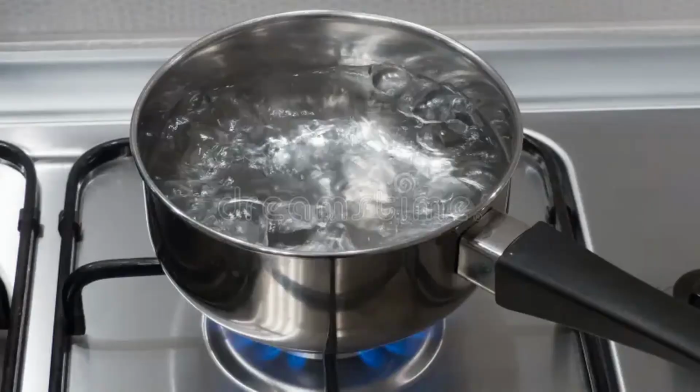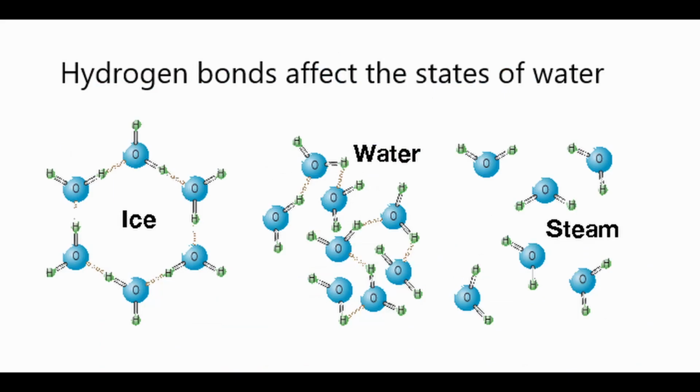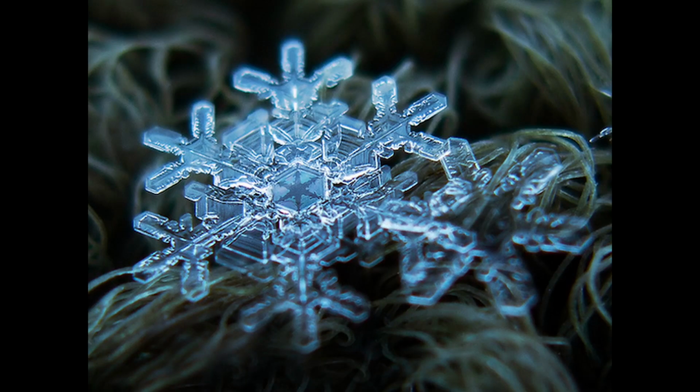When water is heated into steam or water vapor, the velocity and kinetic energy of the water molecules cause the hydrogen bonds to break and prevent the hydrogen bonds from reforming. When water is cooled to near freezing, the hydrogen bonds cause the water molecules to arrange into 6-molecule rings.